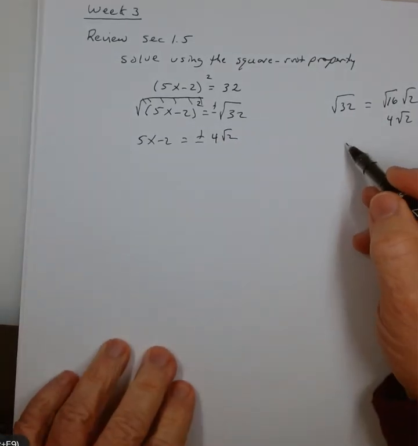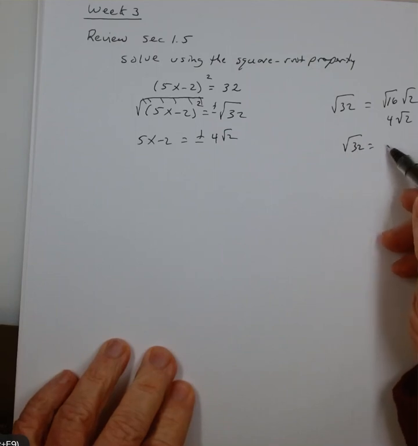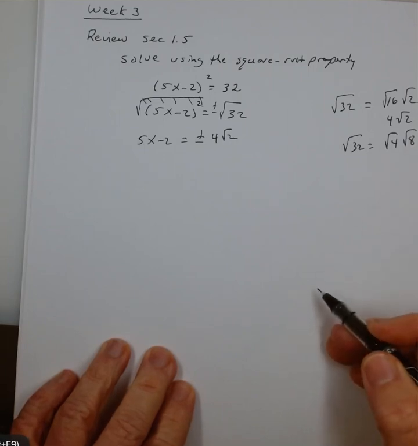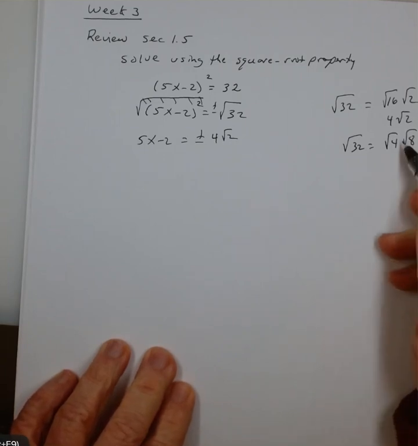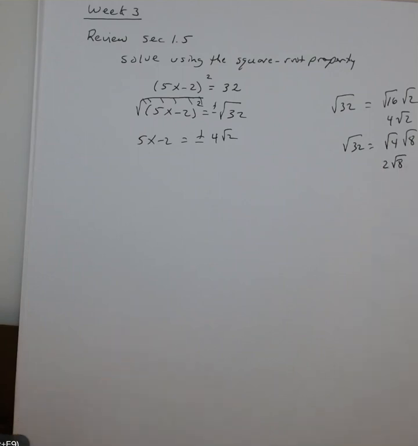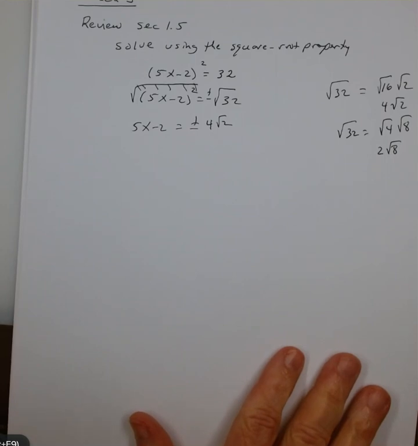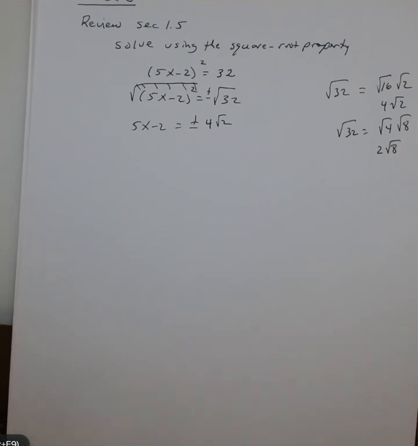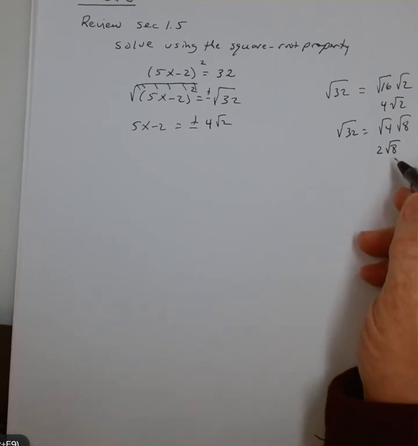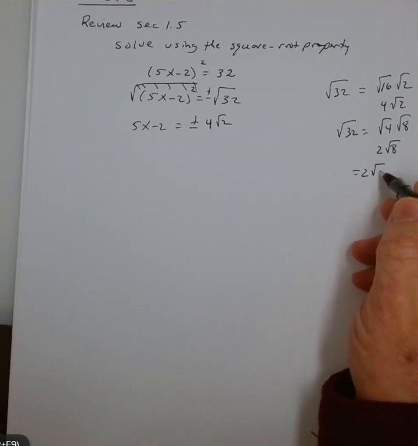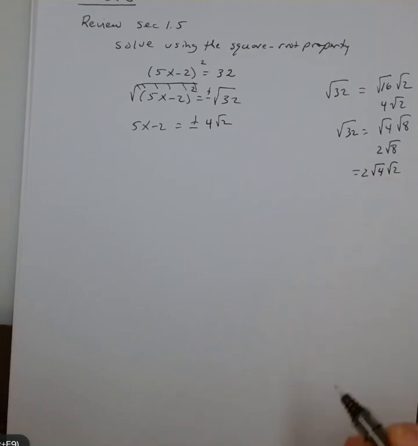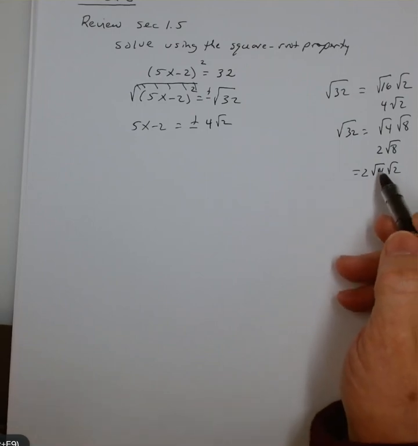Now if you had used 4, like some of you said, you get the square root of 4 times the square root of 8. Square root of 4 is what number? 2. So I get 2 square root of 8. But that's not simplified. Because what else do you know about the square root of 8? What perfect square goes into 8? 4. So I can write the square root of 8 as the square root of 4 times the square root of 2. And what's the square root of 4?